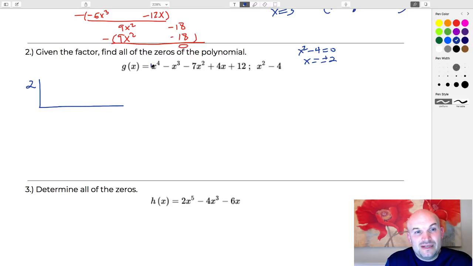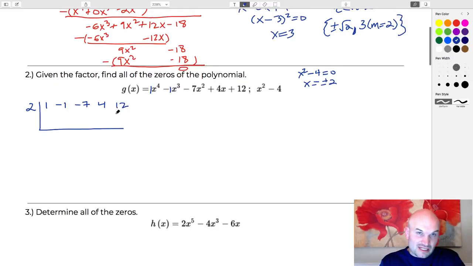Now again, remember, we need to take in the coefficients of each of our terms, make sure they're in descending order, and if you're missing a term, then make sure you have a 0 in that place. So we'll have a 1, -1, -7, 4, and then 12. And just remember, synthetic division is a little bit cleaner than long division. You always bring down the first term.